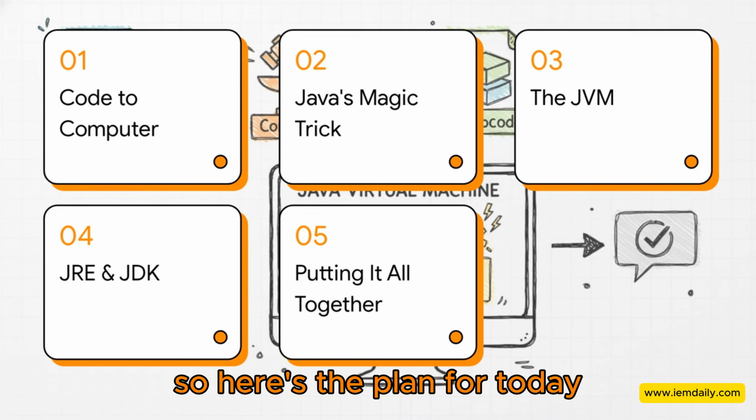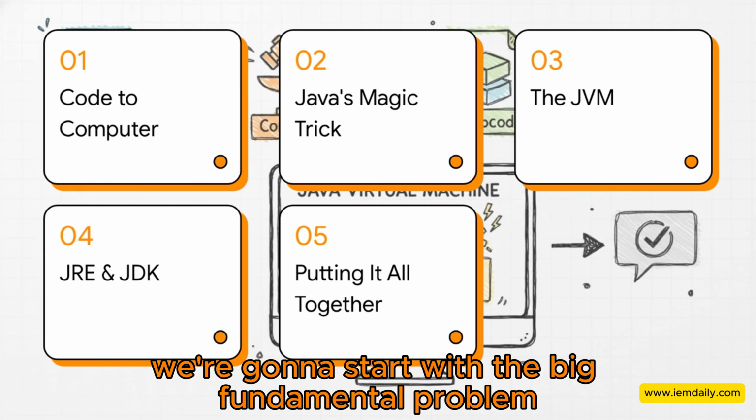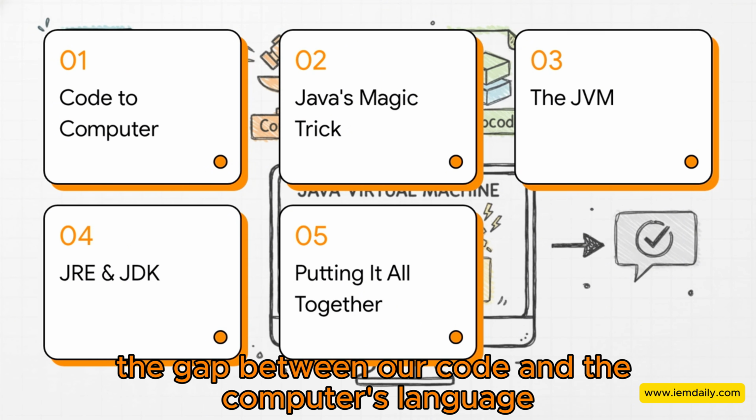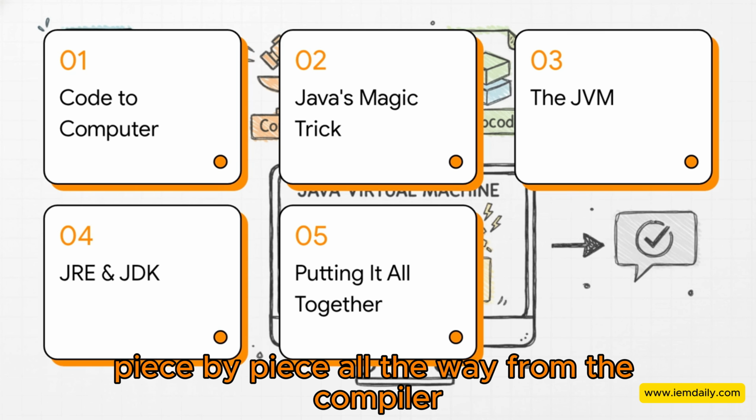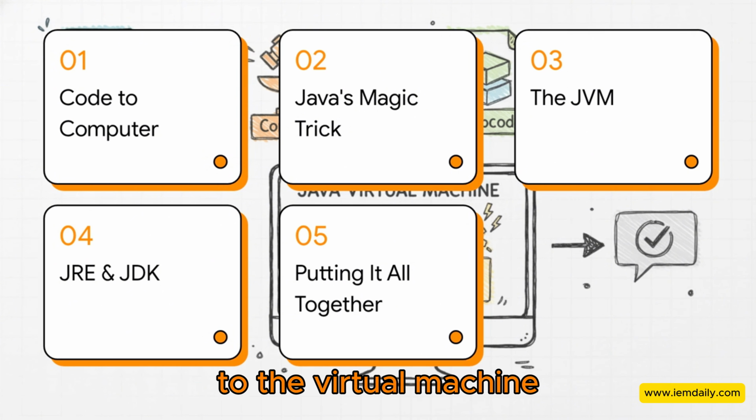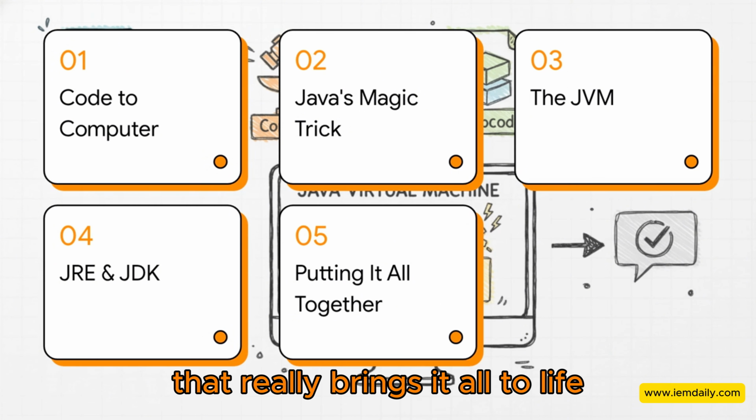So, here's the plan for today. We're going to start with the big fundamental problem, the gap between our code and the computer's language. Then we'll unpack Java's really clever solution, piece by piece, all the way from the compiler to the virtual machine that really brings it all to life.